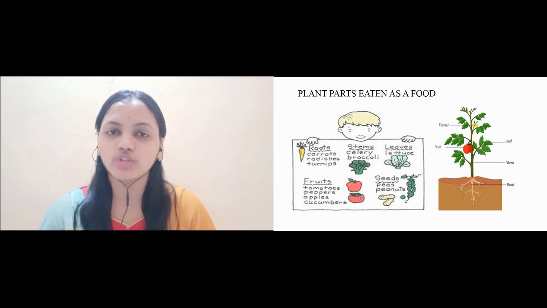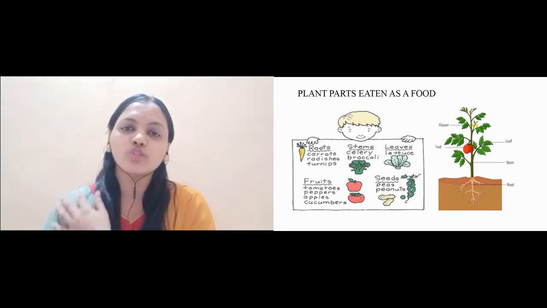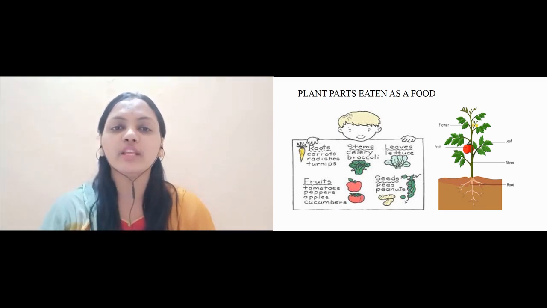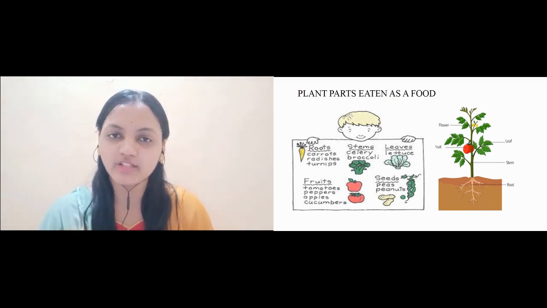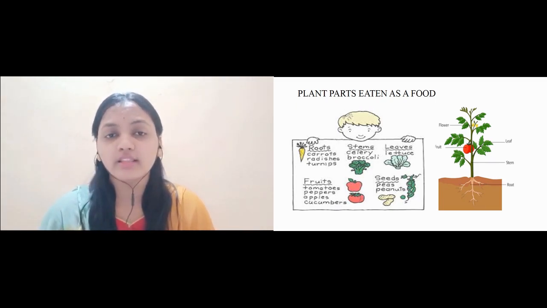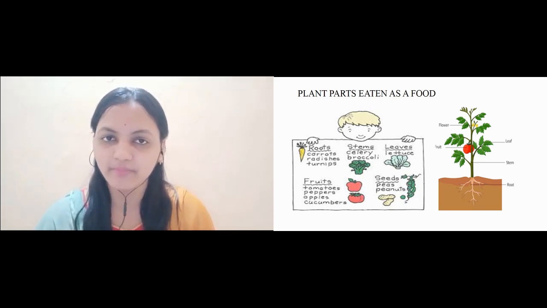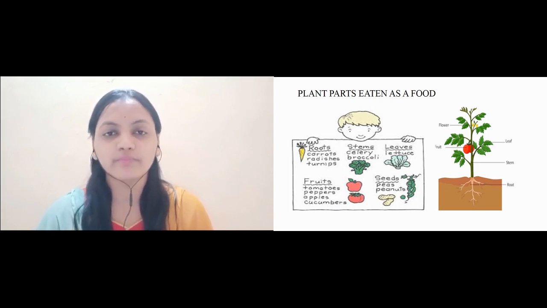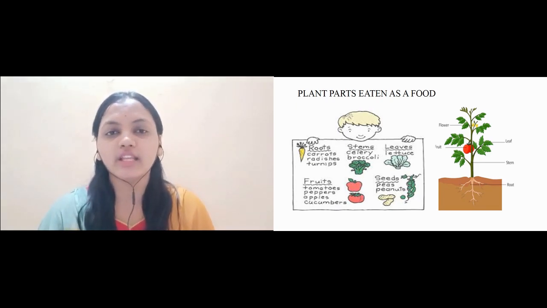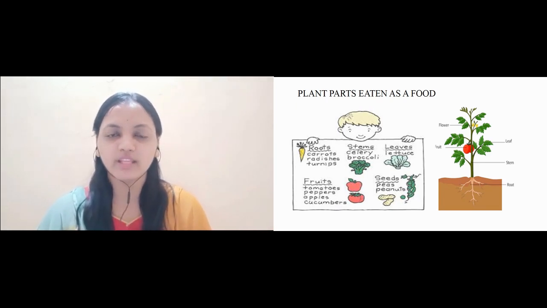So now you must be thinking that we eat all fruits and vegetables. So what are we actually eating? We are actually eating the parts of plants, as they may be the seed, the fruit, the stem, and it may also be the leaves of the plant. So these are various plant parts which we eat as food, isn't it? A few of them are given in the picture.